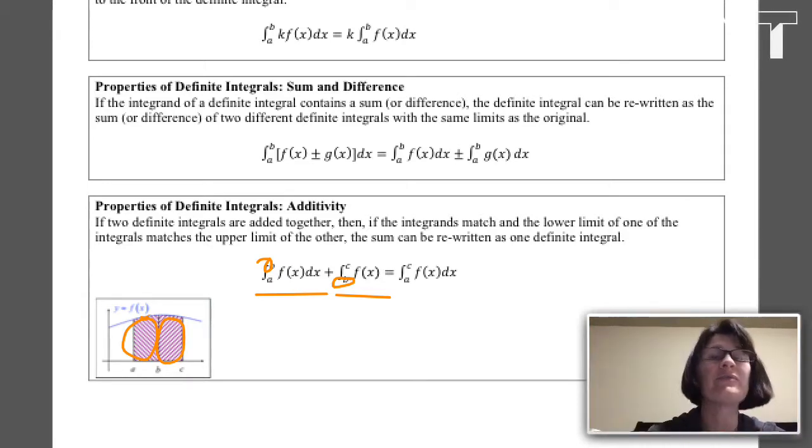longer interval. So 5 properties for definite integrals. Let's try them out.